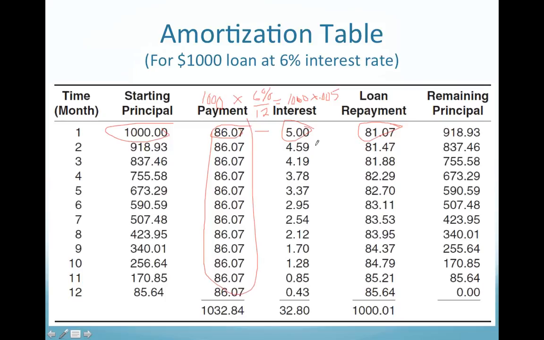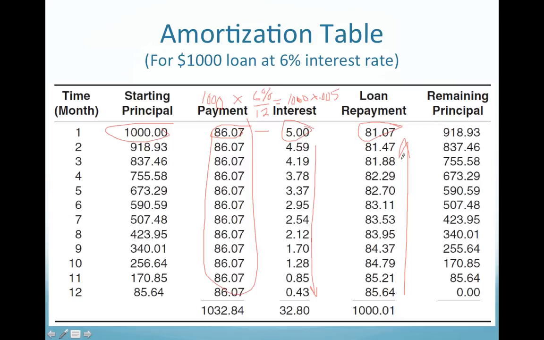As you pay the loan off, the interest will go down. You can see that right there. The interest is going down, and the principal is going to come up. So as you're paying, you'll pay more principal over time.